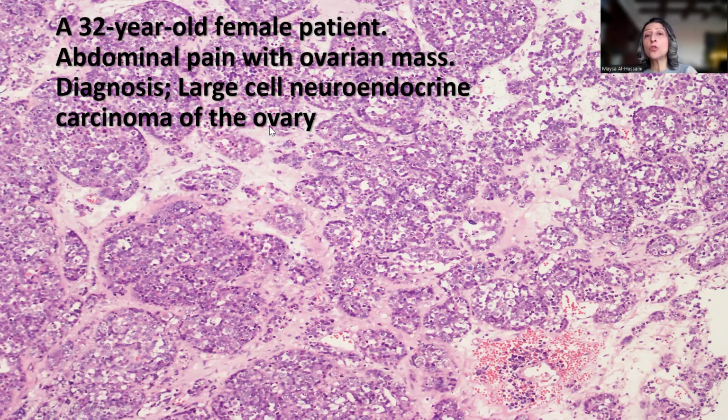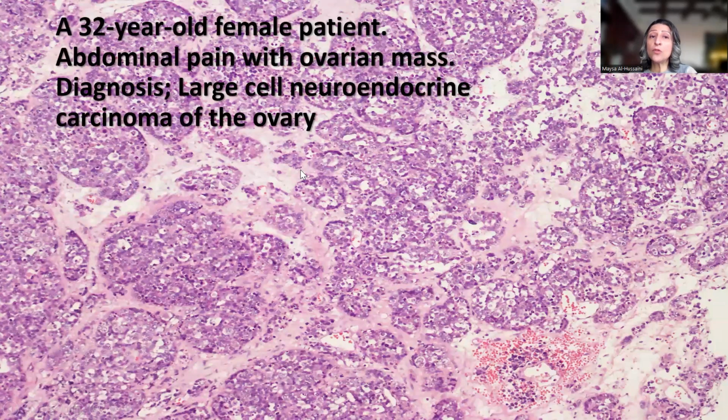Although it shows a neuroendocrine differentiation, this is not a small cell carcinoma of the ovary because of the morphology, because of the larger nucleus, because of the prominent nucleolus. We also utilized immunohistochemistry to rule out other differential diagnoses like hematolymphoid malignancies, different types of carcinomas, and germ cell tumors.